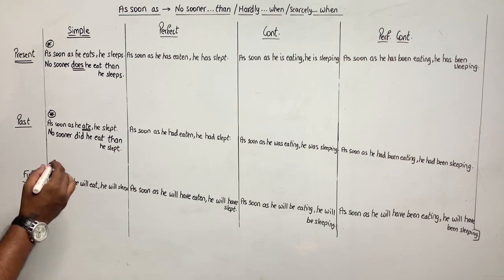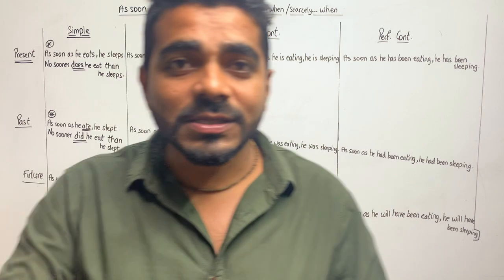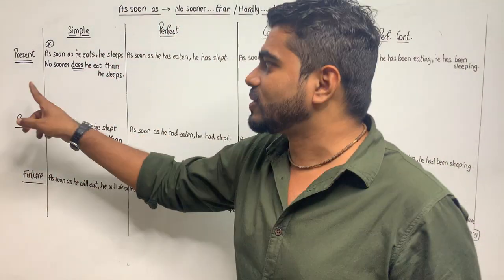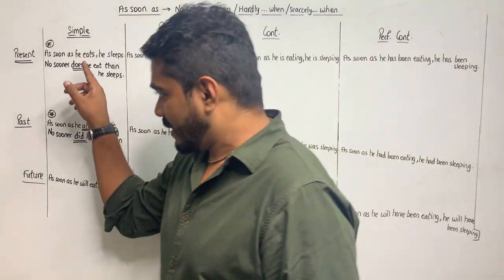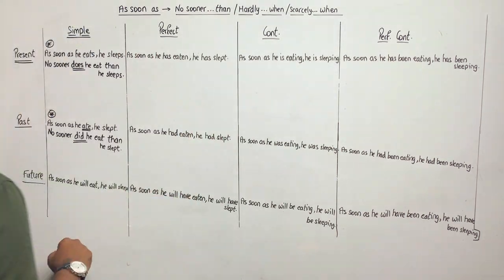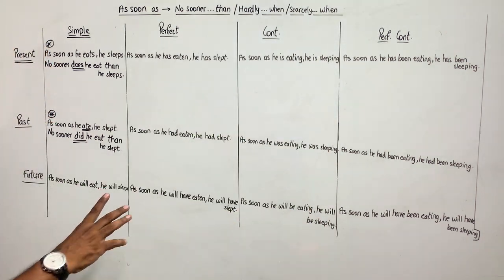So, just pay a little extra attention here. Why did we write does? Because it was simple present tense. Why did we write did? Because it was simple past tense. Just these two sentences, my friends. These two you'll need to just keep in your mind. Now onwards, all these sentences follow the same method.